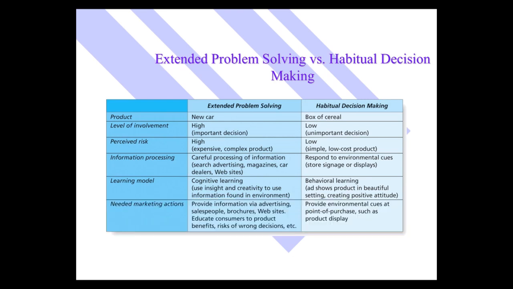And needed marketing actions, well, marketers of cars know that people are going to want a lot of information, so they provide a lot of information via advertising, salespeople, brochures, and websites. With regard to the cereal, they provide those environmental cues at the point of purchase, such as product display. A very, very different type of situation for something like a car purchase versus a box of cereal purchase. Now, again, a lot of that is pretty common sense stuff.